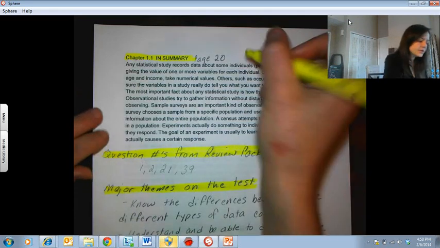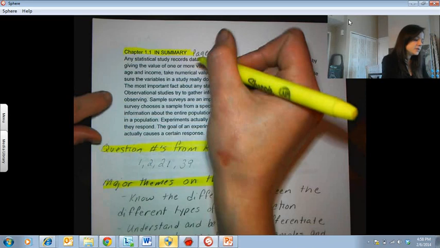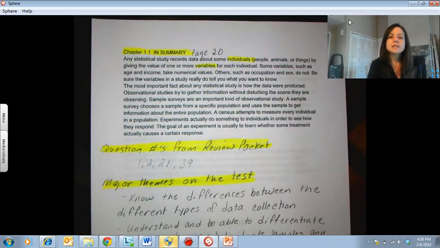You're going to have to know this, so make sure you understand. People, animals, or things by giving value of one or more variables for each individual. Variables you're going to need to make sure you understand. Some variables, such as age and income, take numerical values. Others, such as occupation and sex, do not. Be sure the variables in a study really do tell you what you want to know.